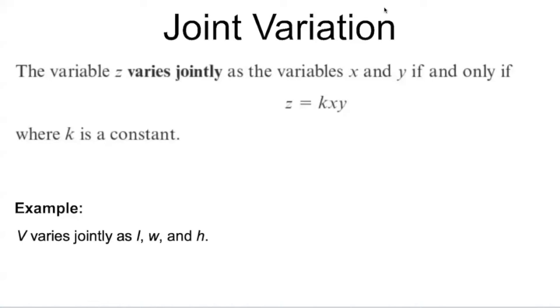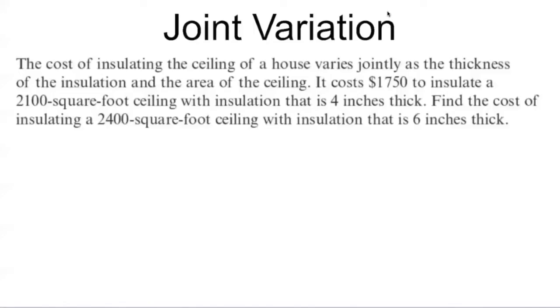So once again, and you'll see in the example below, we've got that v is equaling k times length times width times height, which is some variation of the volume formula. So we will look at an example.